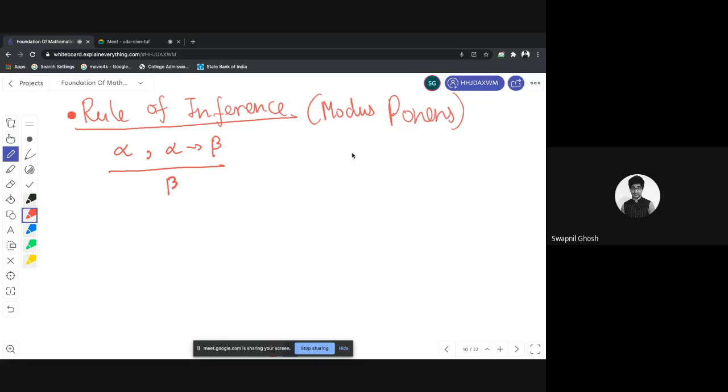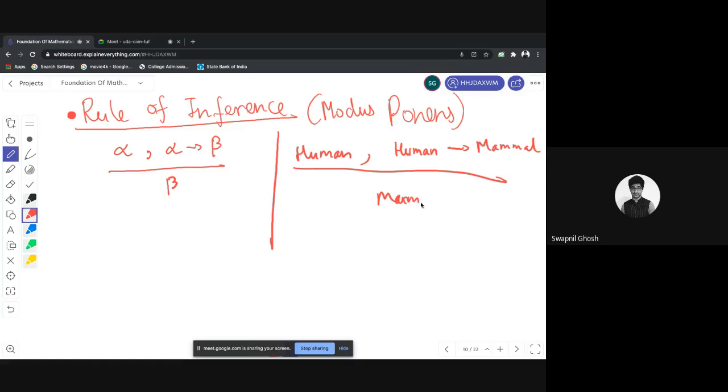Giving you an example, and why this is quite plausible: human implies mammal, and if we know that someone is a human, we can conclude that he is a mammal. It's quite plausible, and in fact we do this all the time in mathematics.